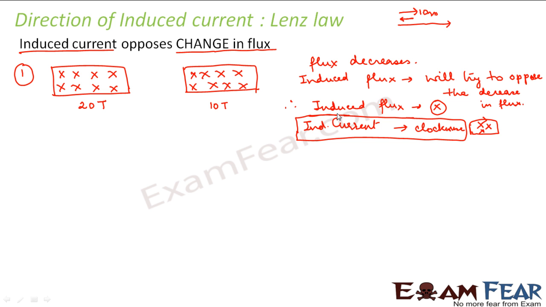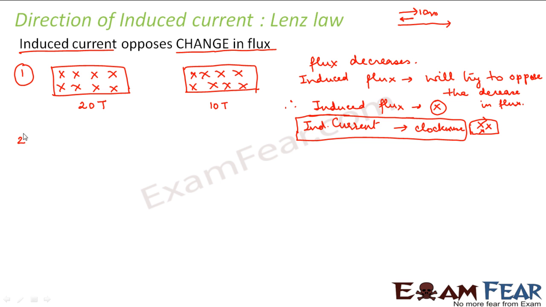In this case, the decrease in flux produced the induced current. So the induced current will try to increase the flux. Therefore, the flux which is related to induced current, that is induced flux, will try to increase the previous flux. So it will be in the same direction, right?